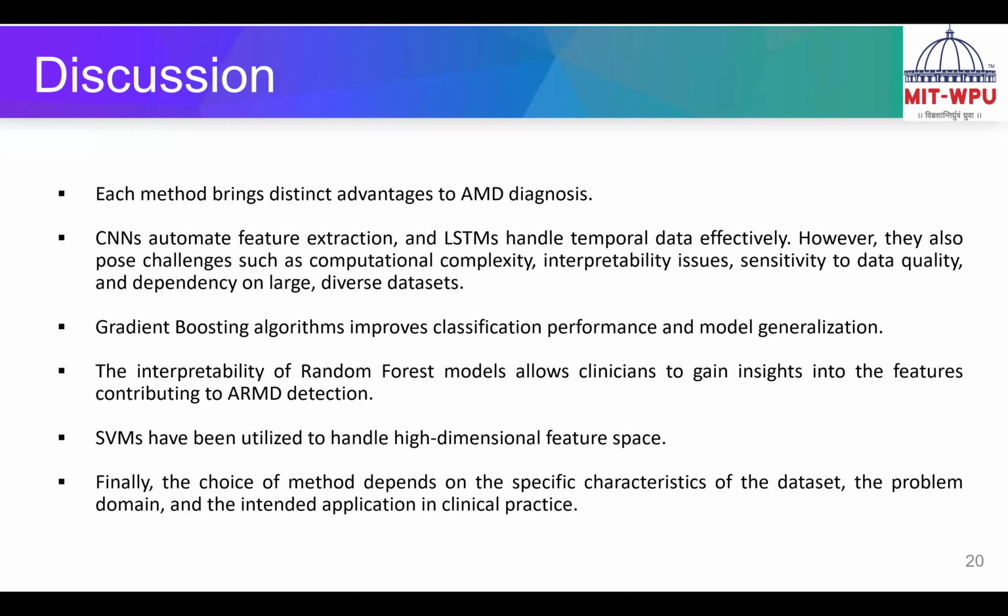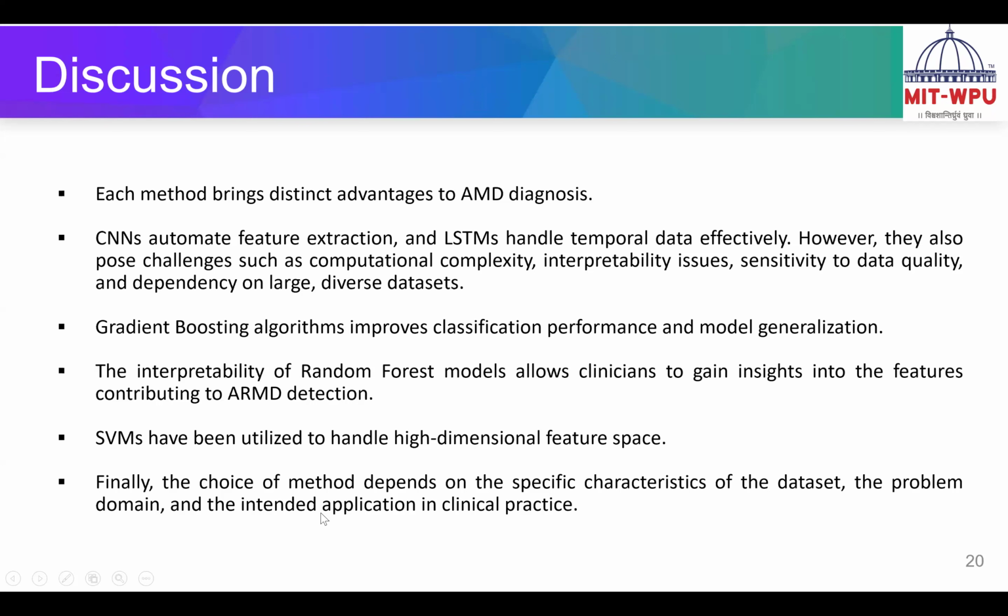In conclusion, each method brings a distinct advantage to AMD diagnosis. CNN automates feature extraction. LSTM handles temporal data effectively. However, they also pose challenges such as computational complexity, interpretability issues, and so on. Gradient boosting algorithms improve the classification performance and model generalization. The interpretability of random forest models allows clinicians to gain insight into the features contributing to ARMD detection. SVMs have been utilized to handle high-dimensional feature space.